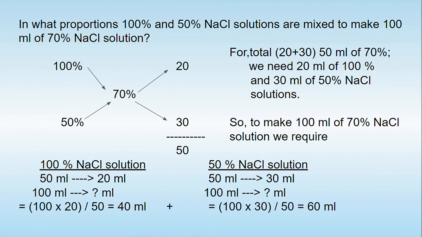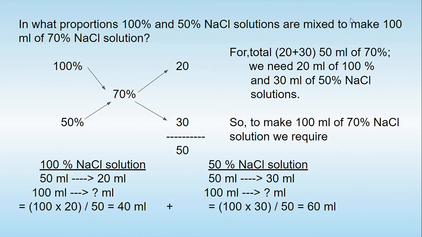Let's go into more detail by understanding this numerical for the alligation alternate. In what proportion should 100% and 50% sodium chloride solutions be mixed to make 100 ml of 70% sodium chloride solution? So now here the higher one is 100%, the lower one 50%, my desire is 70%. Then I take the differences: 70 minus 50 is 20, 100 minus 70 is 30, so total I got 50. So for a total of 50 ml of the 70%, I need 20 ml of 100% and 30 ml of 50%.